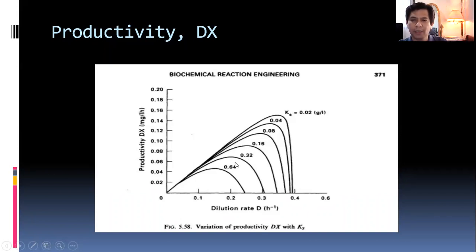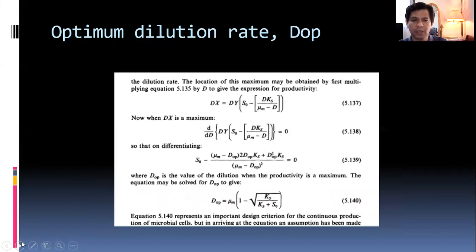Experimentally, they found there is an optimum dilution rate. I'm getting all of this from Colson, who derived the optimum dilution rate. This is our equation for the optimum dilution rate. For the board exam, you need to remember this. This is how you calculate the optimum dilution rate.